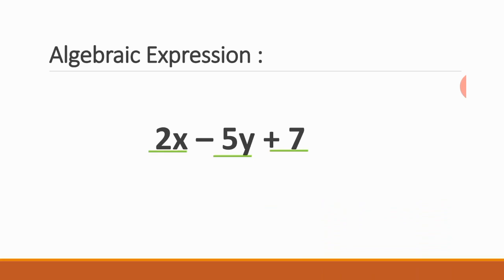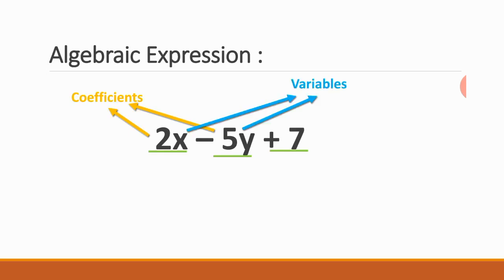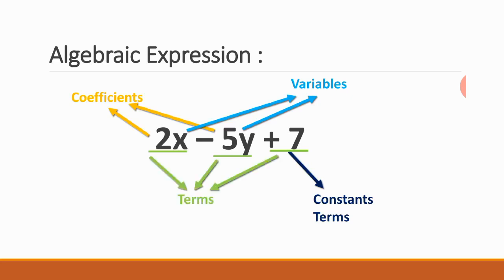Here there is an algebraic expression 2x minus 5y plus 7. Here 2 and 5 are called coefficients. x and y are called variables. 7 is called the constant term, and 2x, 5y and 7 are also called terms. So the combination of coefficients, variables, terms and constants makes an algebraic expression.